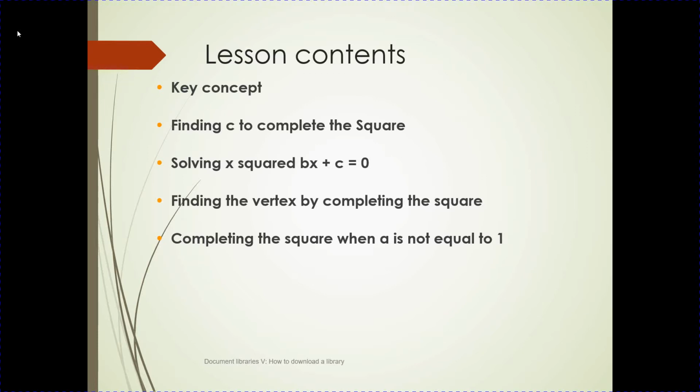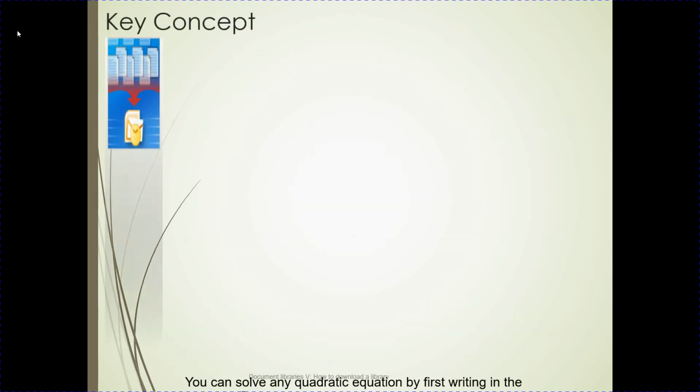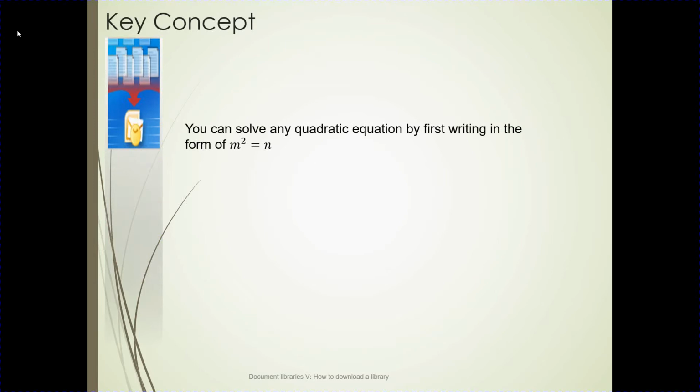Now let's go to the key concept. The key concept mainly focuses on the target of writing the given quadratic expression in the form of m squared is equal to n. If you are able to form a given quadratic expression in the form of m squared is equal to n, then it will be easy for you to solve the quadratic equation. Therefore, our target in this lesson will be writing a given quadratic expression in the form of m squared is equal to n using the completing the square method. So this is about the key concept.